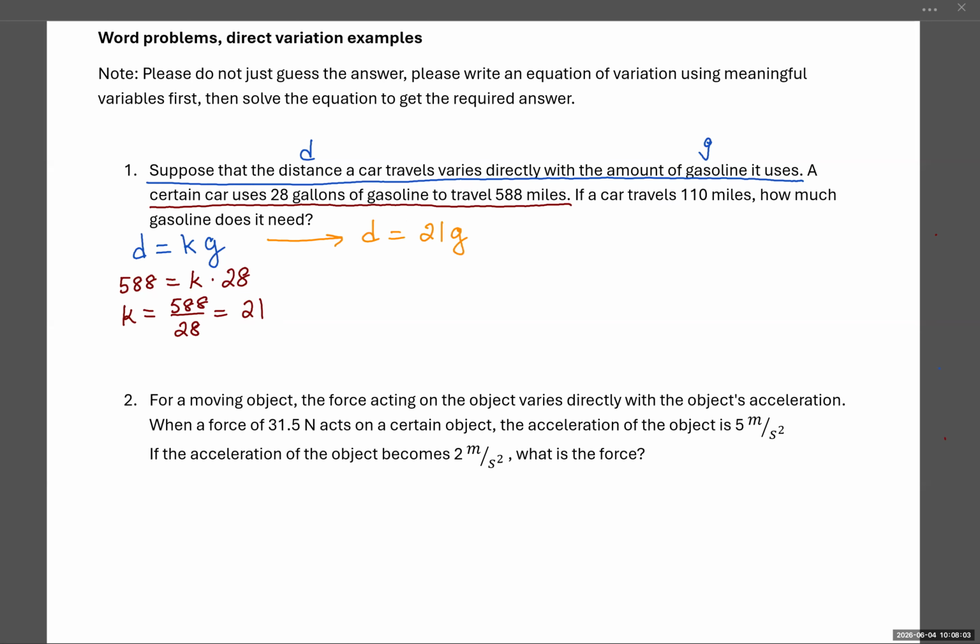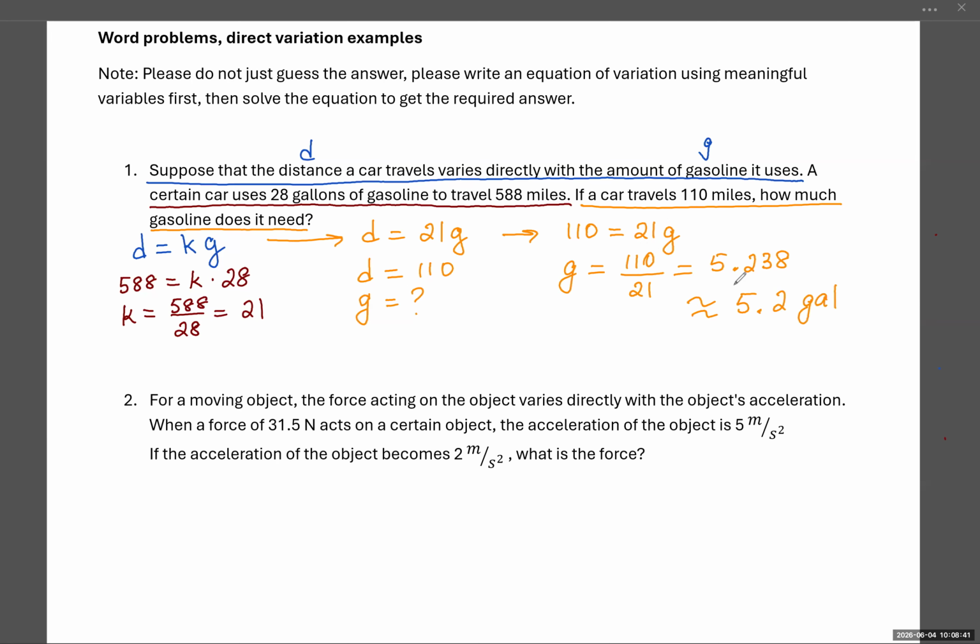Now, after that, we can read the last sentence. If a car travels 110 miles, how much gasoline does it need? So D becomes 110, and we need to find the value for G. So plug that into the correct letters. 110 for D. G is unknown. So G equals 110 divided by 21. That is 5.238, and we'll go ahead and approximate to the 10th. 5.2 gallons of gasoline.